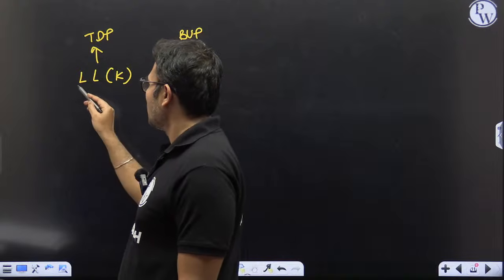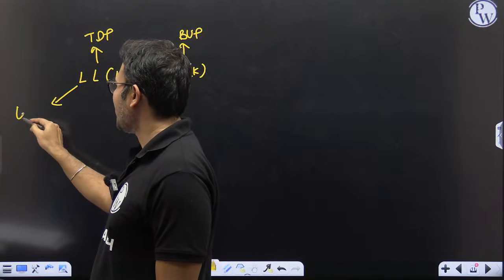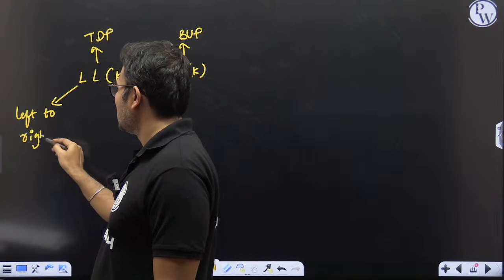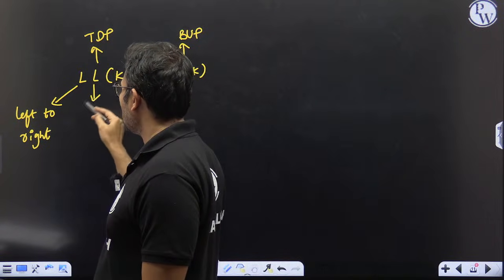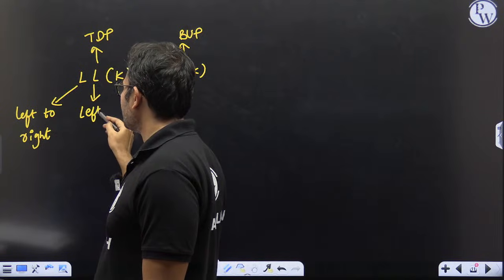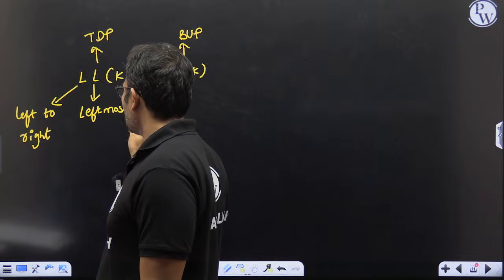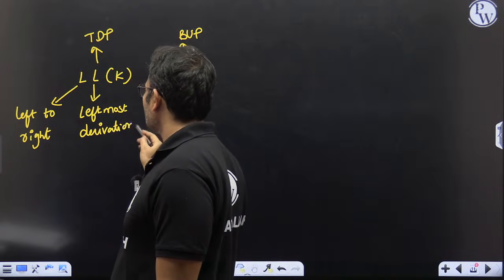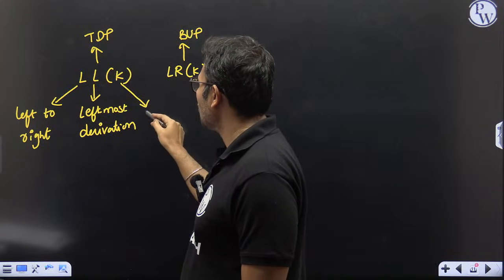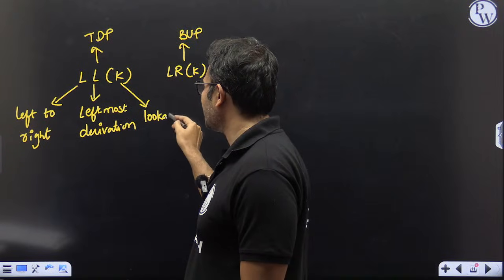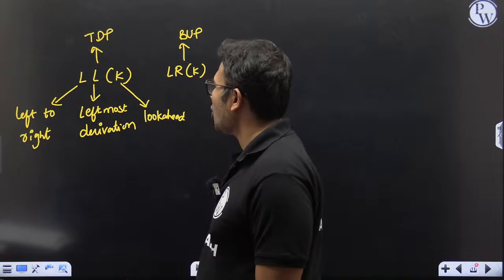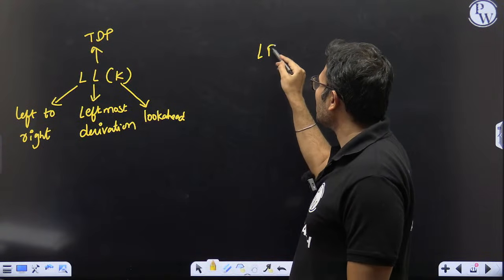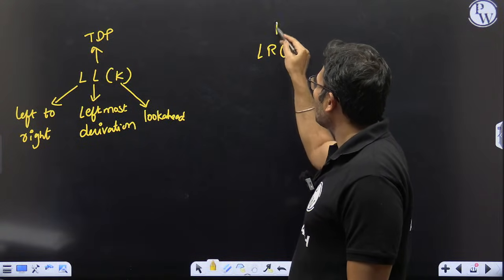And first L means left to right. Second L means leftmost derivation. And this k means look-aheads, k number of look-aheads. So while taking a decision, how many symbols are we seeing?